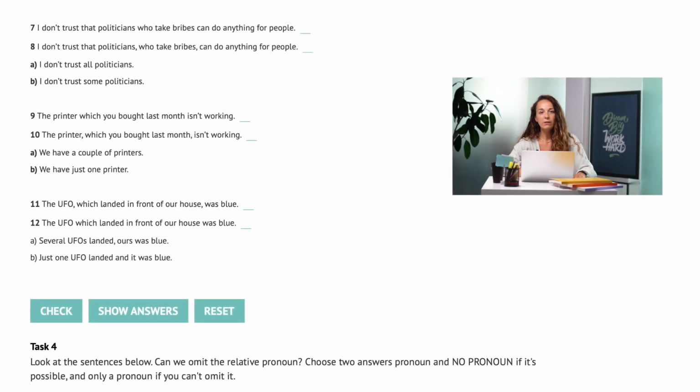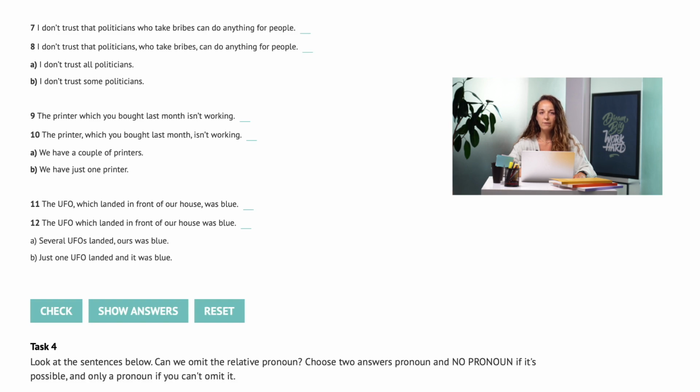Let's look at sentences 11 and 12. In sentence 11, there is a non-defining relative clause. It means I just wanted you to know that the UFO was blue as a fun fact or something. But in sentence 12, the same information is defining, which means there were other UFOs of different colors.